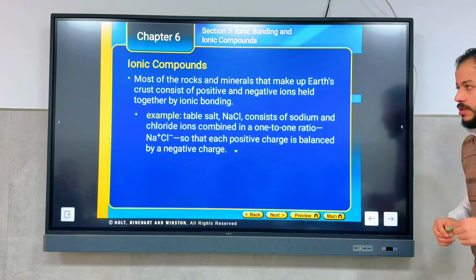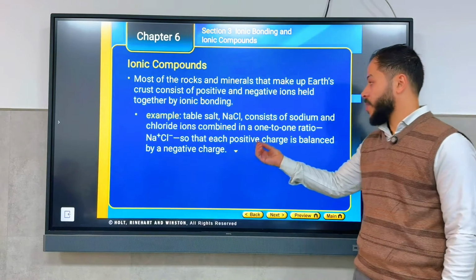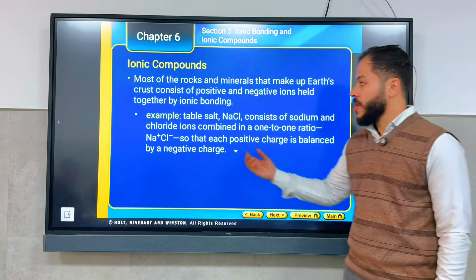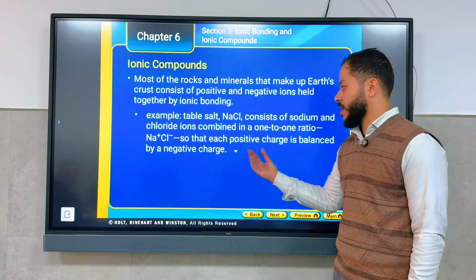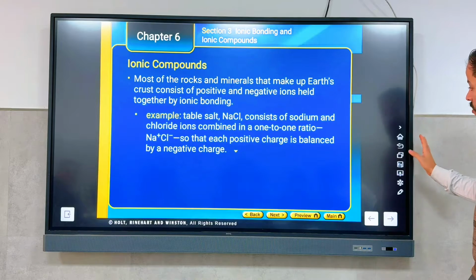For example, the table salt, sodium chloride, consists of sodium and chlorine ions combined in a 1:1 ratio, Na positive, Cl negative, so that each positive charge is balanced by the negative charge. Let's talk about this in detail.